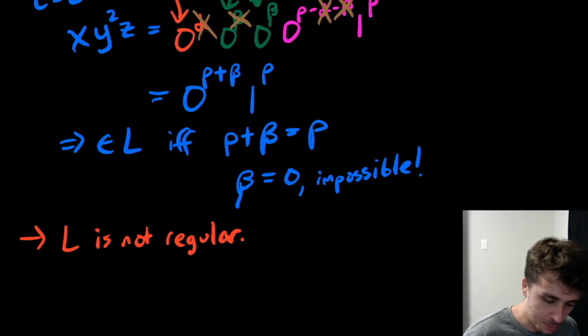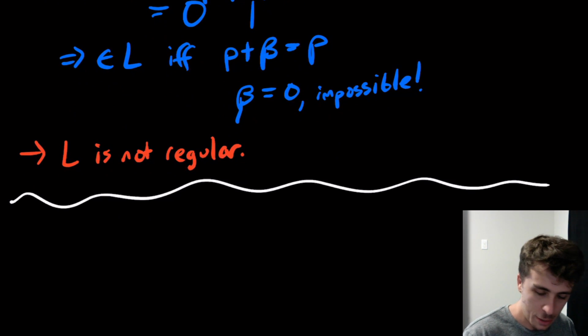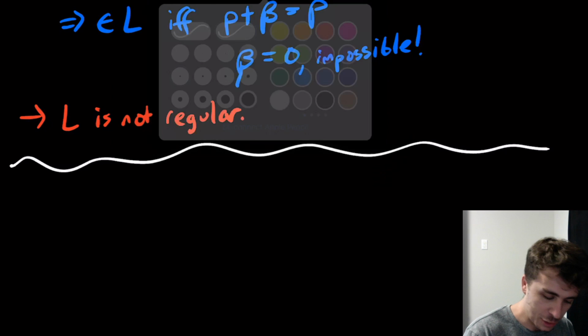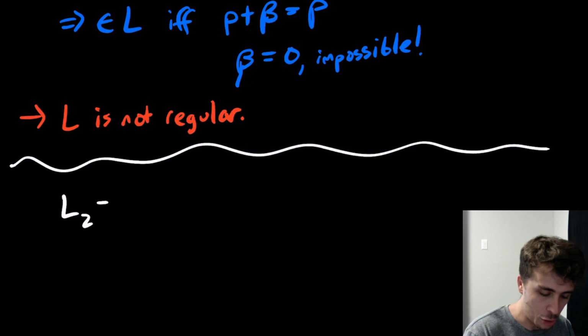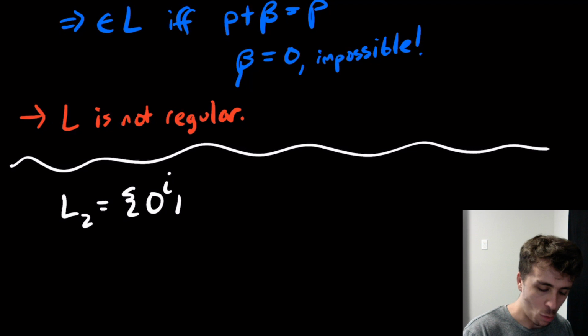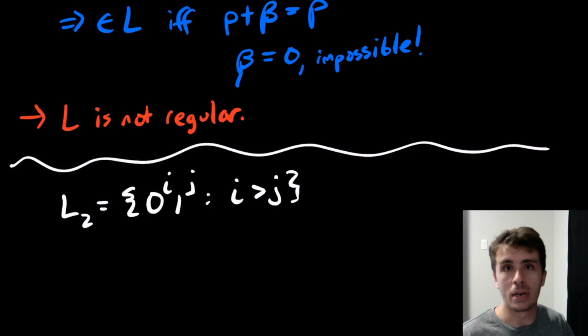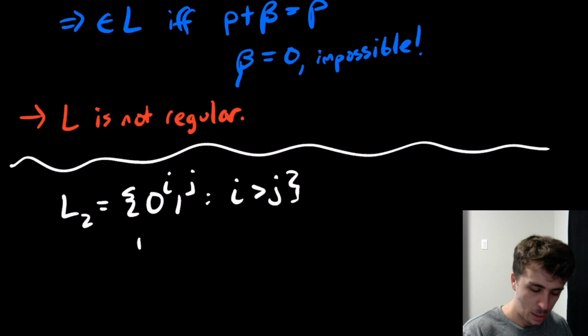Okay, so let's move on to another language, which is slightly different. I'm going to call it L2, which is going to be 0 to the I, 1 to the j, such that I is strictly bigger than j. You could make that strictly or equal to. It doesn't actually make a difference in terms of whether it's regular. This one I'm going to show is not regular either.